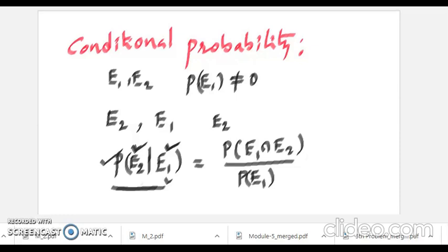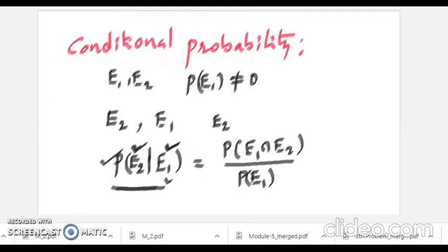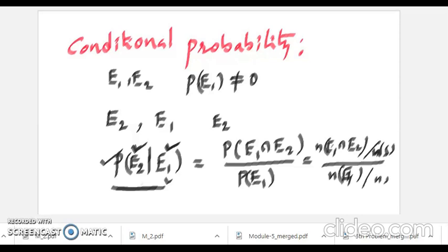So this formula can also be written as: we know that the probability of any event is n of E1 intersection E2 by n of S, divided by n of E1 by n of S.